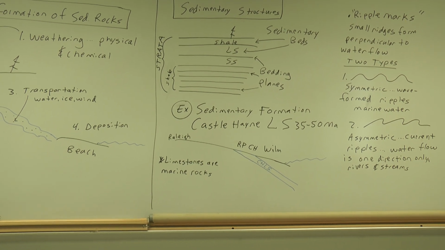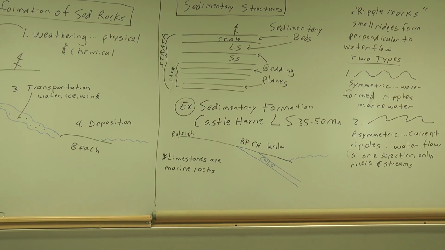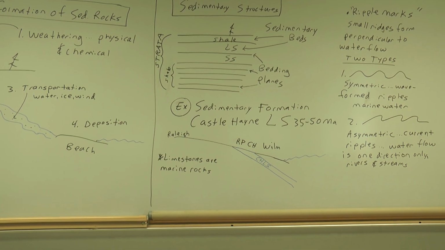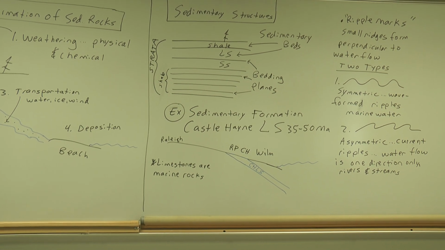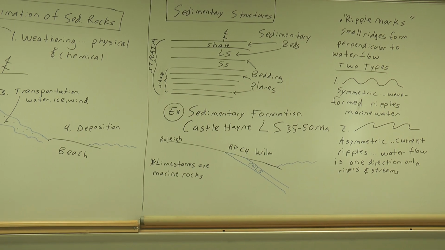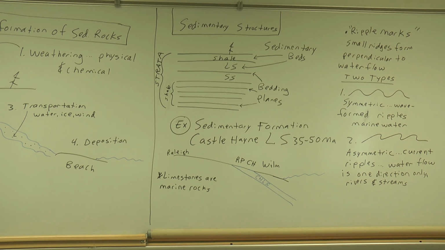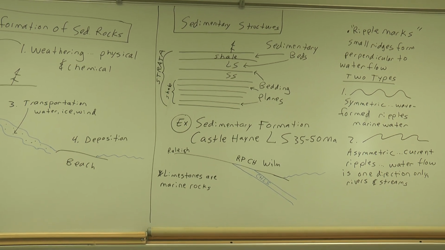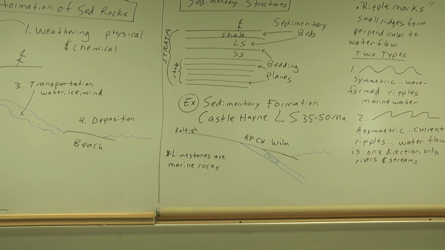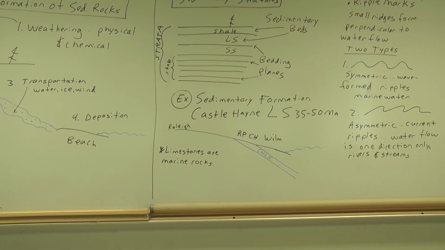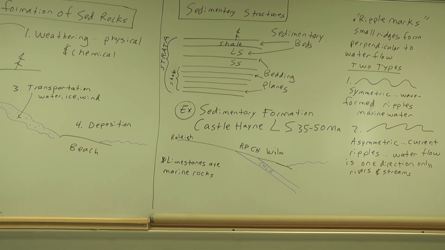So all I really want you to know about sedimentary formations for your second exam is to give me an example of one. So the Castle Hayne limestone, remember LS just means limestone. What's our age on the Castle Hayne limestone? 35 to 50 million years. Remember MA stands for millions of years. And this is a real example. It's not made up, and it's a relatively local example. This is occurring in the southeastern portion of North Carolina in the coastal plain, and it does dip kind of southeast at about 20 degrees.